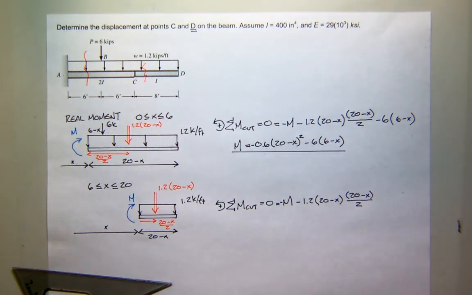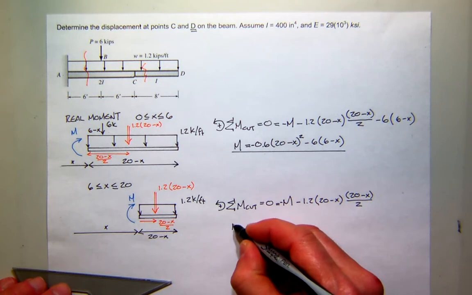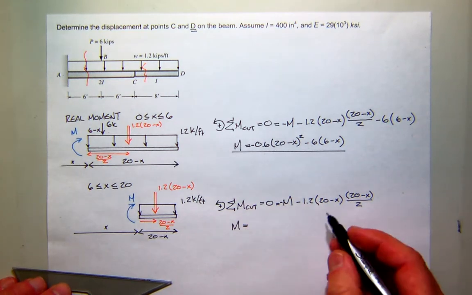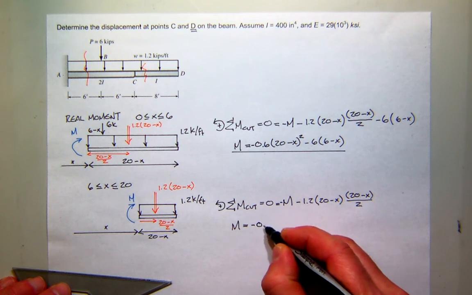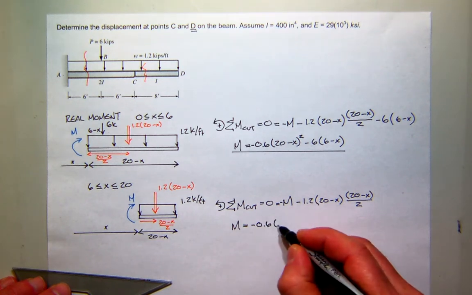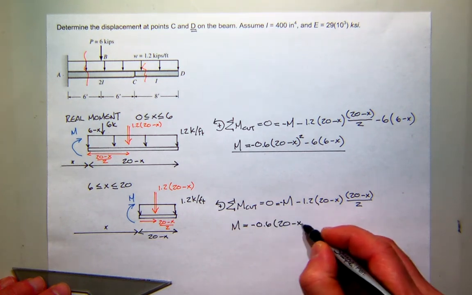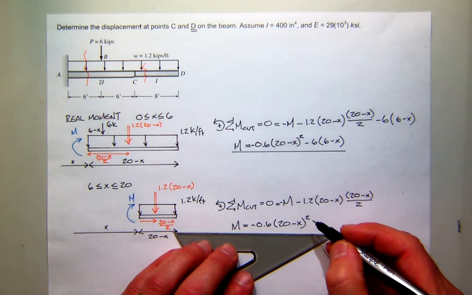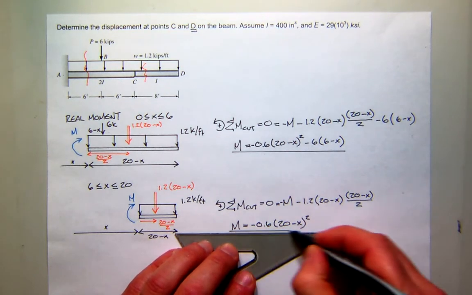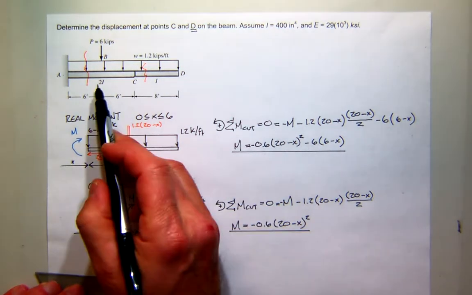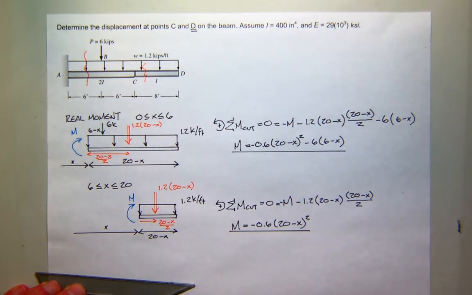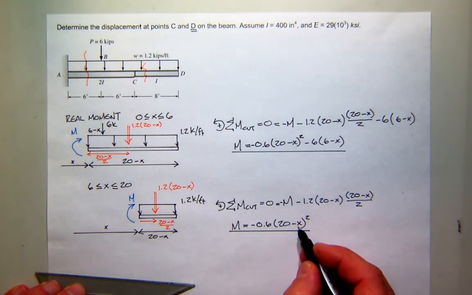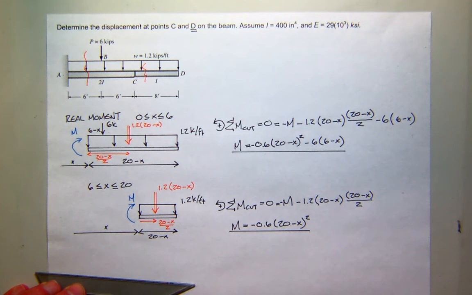So that's not hard to find, that the moment is going to be this again. So it looks like it's just the first part of this. It'll be minus 0.6 times (20 - x) squared. Now in this one we do have something that we can match, because in this second section we do know the moment at D. What's the moment at D? 0. So I put in x equal 20, you can see I get a moment of 0.